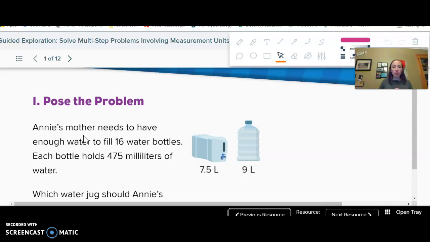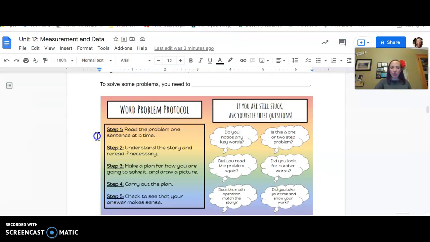So I put the word problem protocol on your sheet to help remind you of the steps we can go through, right? So we can read the problem one sentence at a time, make sure we understand the story, reread it if we need to, which probably we will, make a plan, how we're going to solve it, draw some sort of picture or representation, carry out the plan, and then check that our answer makes sense. So we can look for keywords, number words, make sure the math operation matches the story, taking our time, all those good things.